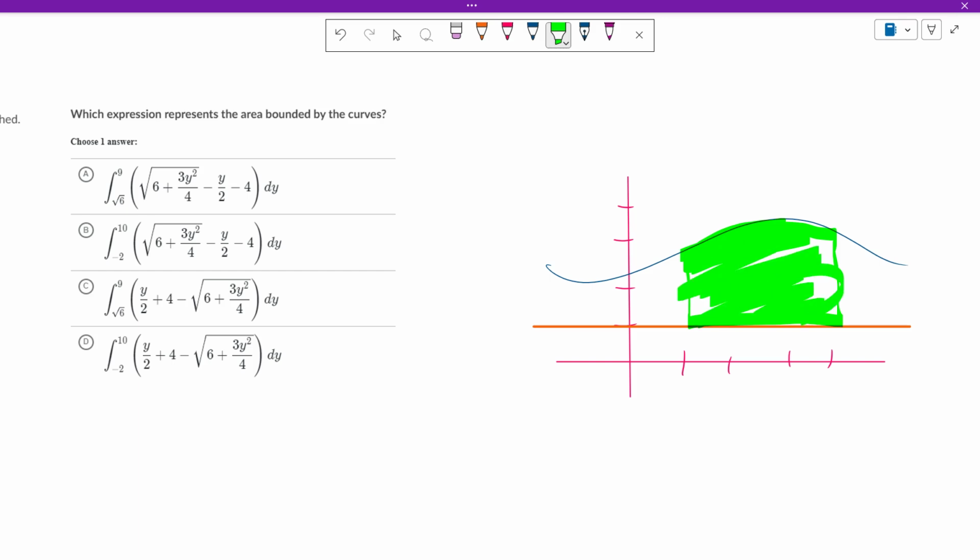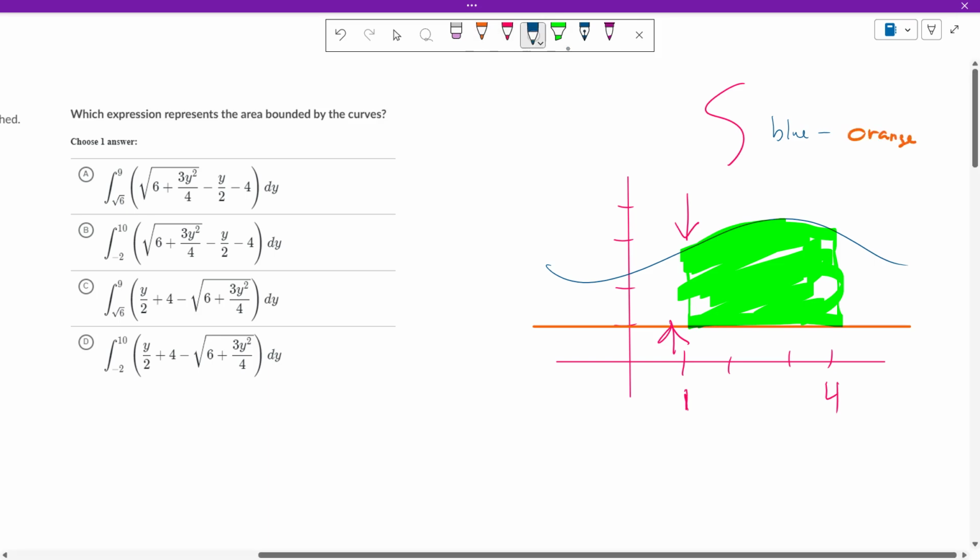Okay. So we took top minus bottom. Okay. And then in between the x values of 1 and 4 for this case, so it'd be the integral of blue minus orange from 1 to 4. We're good with that, right?